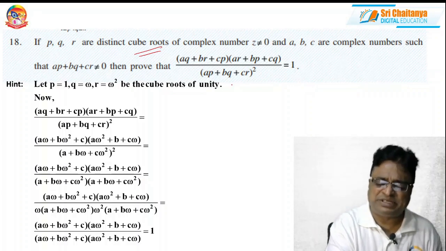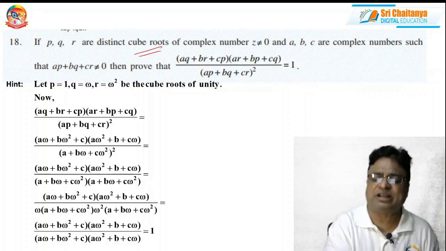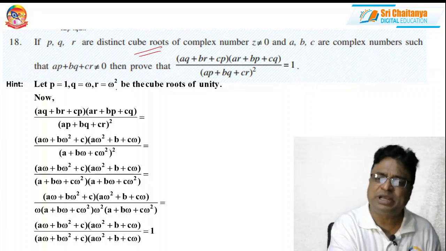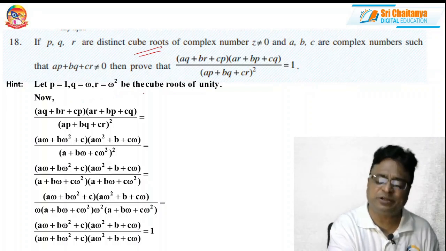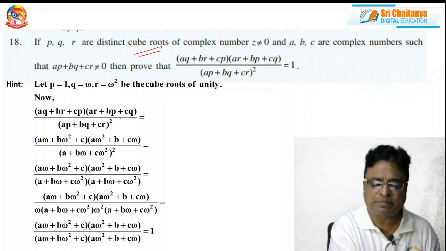Let my complex number z be 1. Of course, here I am solving the particular case, because if you generalize it, you will get it also. So let p equal 1, q equal omega, and r equal omega square. These are the distinct cube roots of unity, for example. So (aq plus br plus cp) into (ar plus bp plus cq), by this whole square, that's as given.